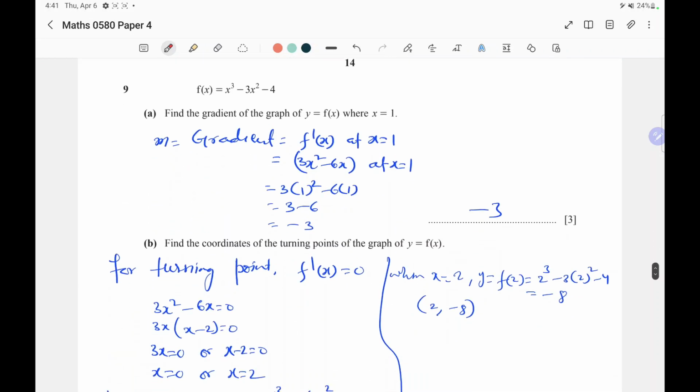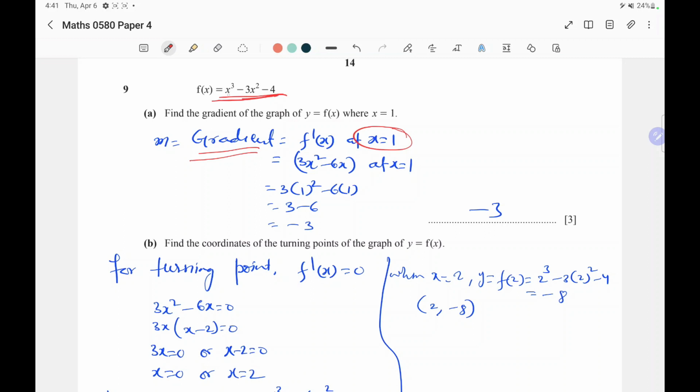Now come to the next question, that is question number 9, and that says f(x) equals x cubed minus 3x squared minus 4. Find the gradient of the graph when x is 1. So just differentiate. We know that m is the gradient, and m is f'(x) at a particular value. In this particular case, that's x equals 1.